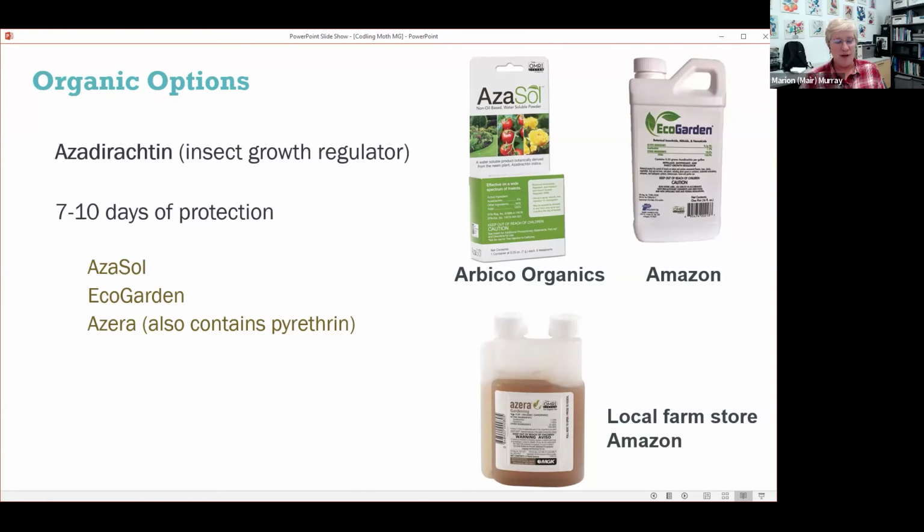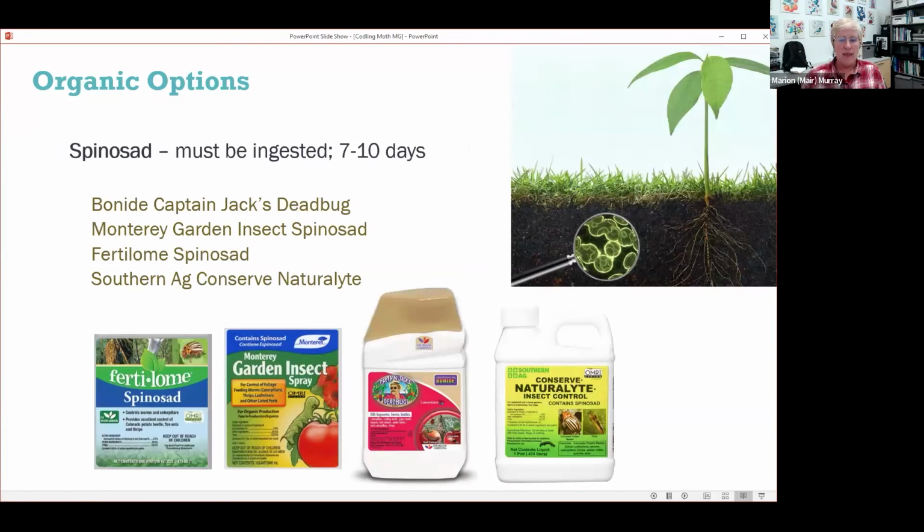I don't know why, but I did look at some options, and there's this online company, Arbico Organics. So they have an option there. And then Amazon carries this product, Eco Garden, which has all the great labeling, is labeled for organic. So that could be another option. And then this product, Azera, it might actually be available at your local farm store or your garden center store. So you could check on that one. And I think those would be great options if you wanted to be organic for codling moth.